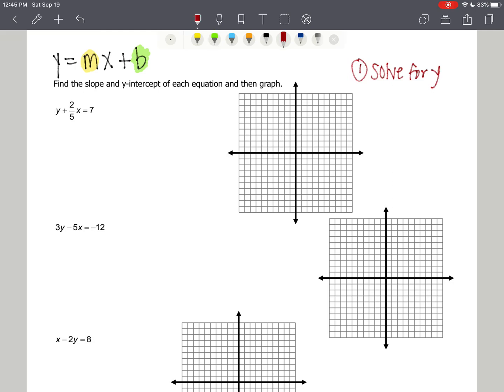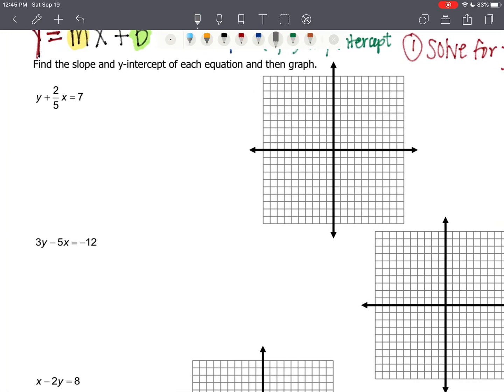So your m stands for your slope. M equals your slope, and (0, b) is your y-intercept. So that's why they call this slope-intercept form, because looking at the equation, you can see the slope, you can see the y-intercept quickly by just a glance. So it's important for us to solve for y, so that we have 1y equals, and then whatever follows is going to be our slope and y-intercept.